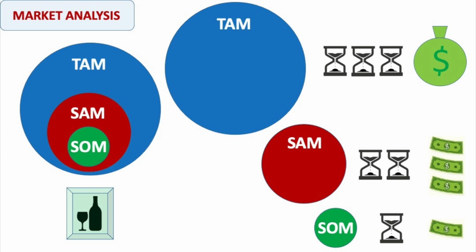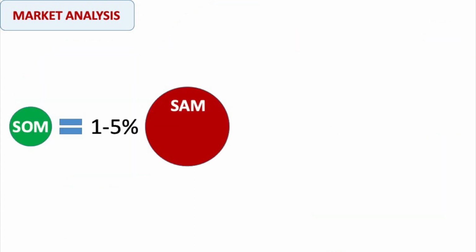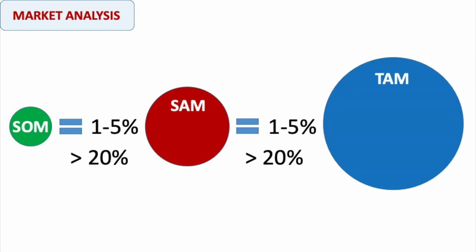This information is very useful for investors, as they understand if their return on investment could have good growing potential. Generally speaking, the serviceable obtainable market is about 1 to 5% of the local market. We can say the same about the total market to local market ratio, about 1 to 5%. These values are usually not very high, but in some cases they could even exceed 20%.